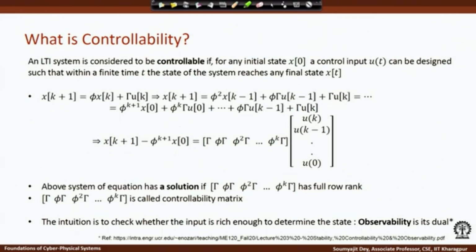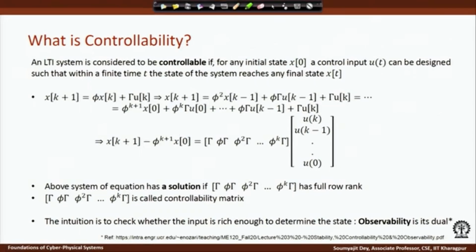So, you have the initial state as x 0. The question is whether you can design this sequence of controls, that is a control input u t, so that you can ensure that your system is eventually steering towards a final state x t that satisfies your requirement of the target trajectory. So, in a nutshell, we can say that it is controllable if for any initial state x naught, a control input u t can be designed such that inside this finite timeline t, the state of the system reaches the target final state x t, which is, let us say, near about some reference r.